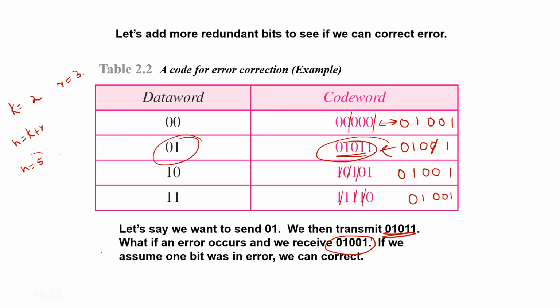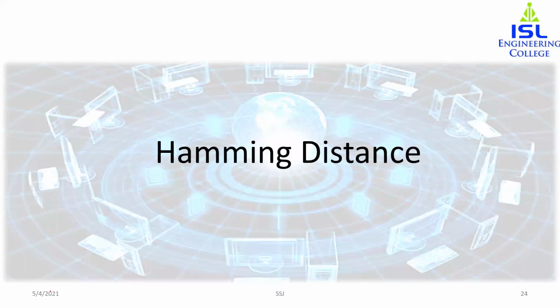Now the next topic is Hamming distance. So basically this Hamming distance is the concept for error control. The error control technique uses the concept of Hamming distance. The Hamming distance is basically, between two words of the same size, the number of differences between the corresponding bits.